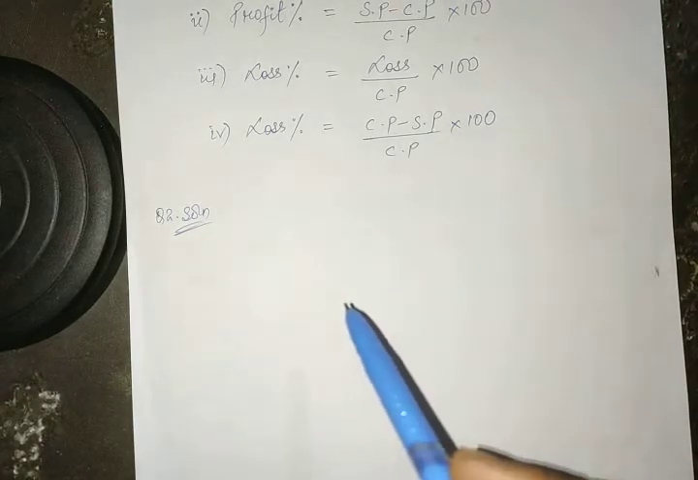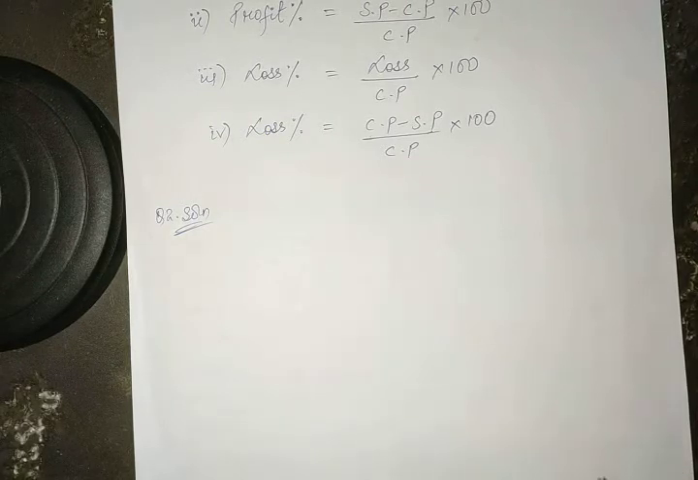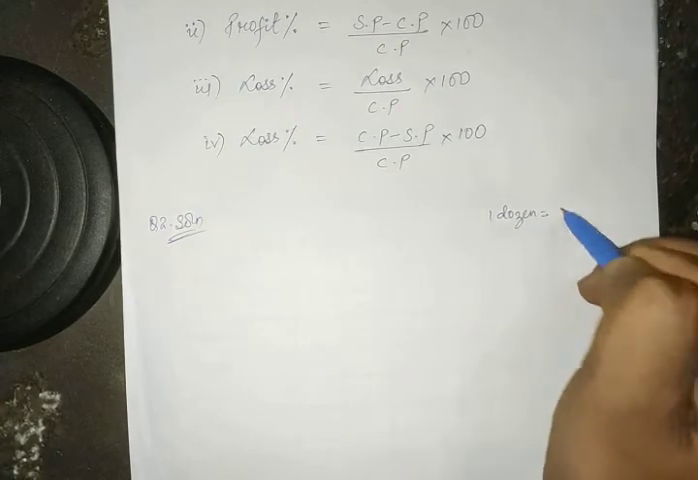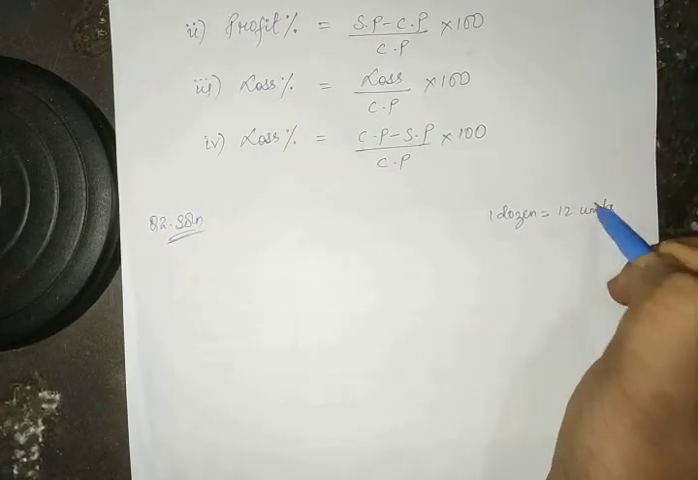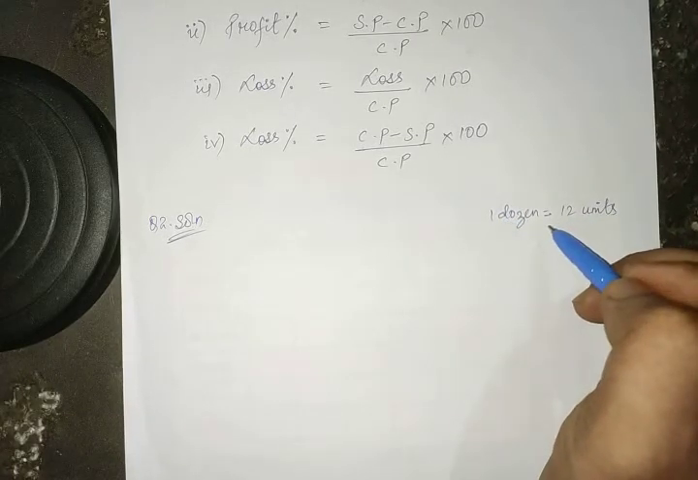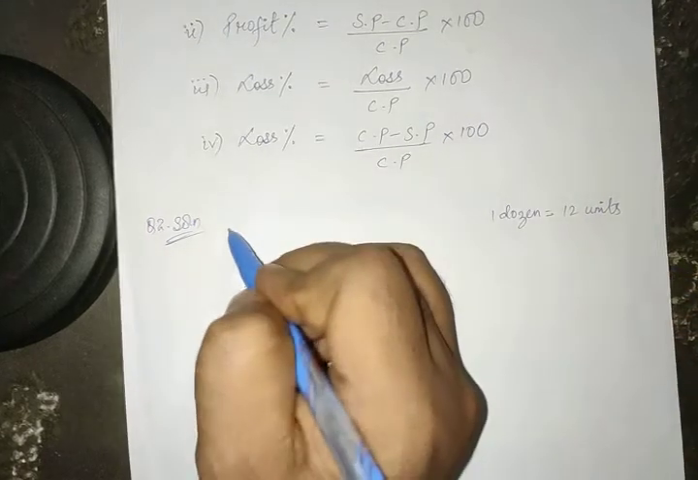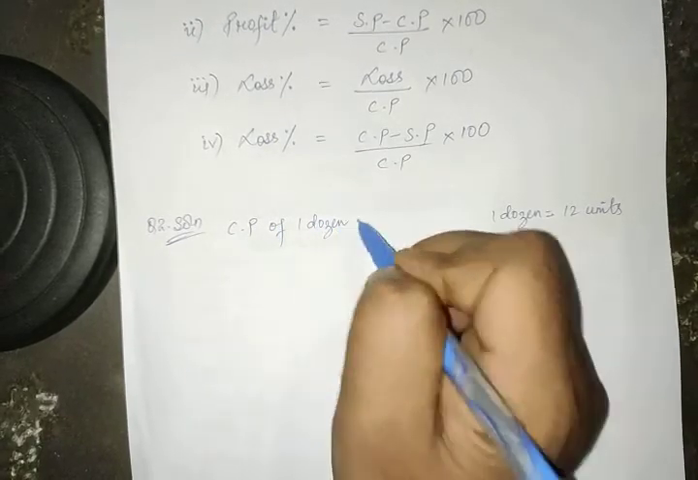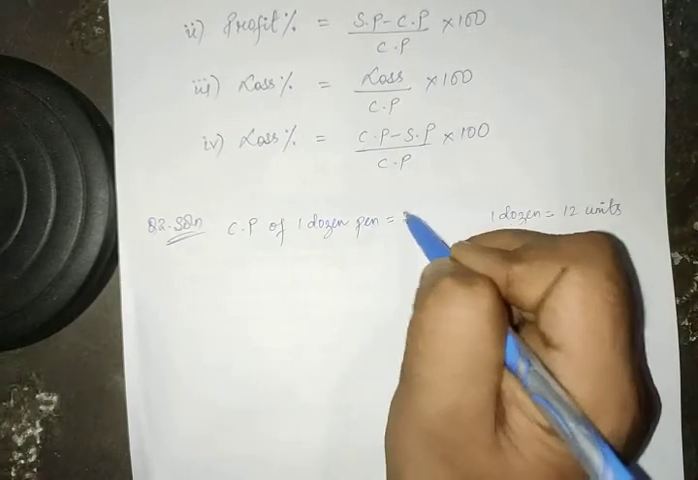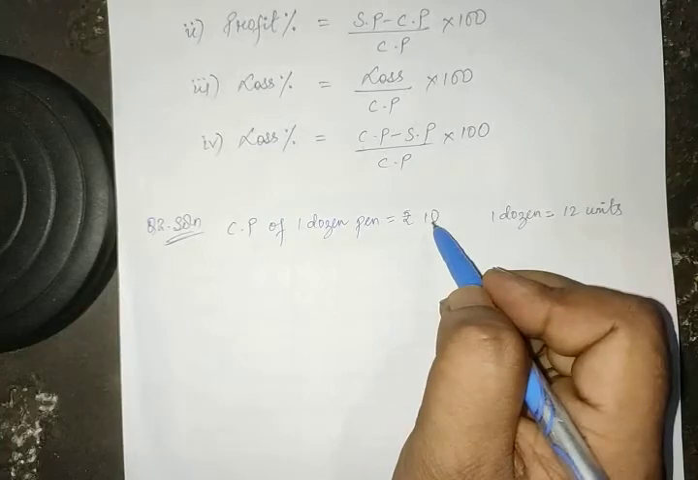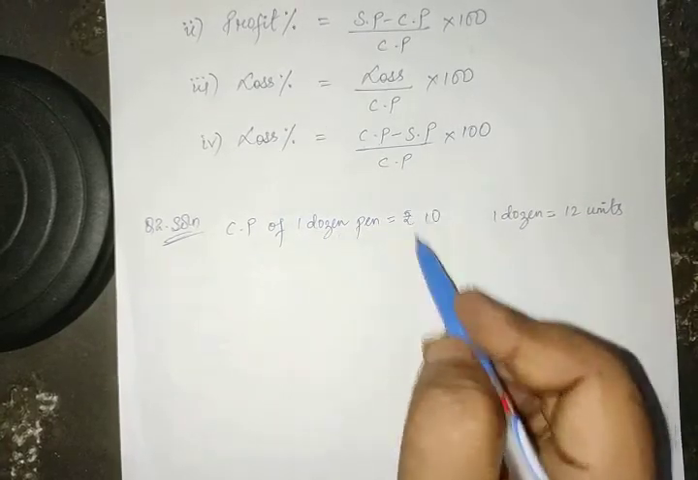In the question it is given that a merchant bought 15 dozen pens. One dozen is equal to 12 units. That means 1 dozen pens will be 12 pens, that you have to know. So he bought 15 dozen pens at rupees 10 per dozen. So you can write cost price of 1 dozen pens is equal to rupees 10. He bought 1 dozen pens, that means 12 pens, for rupees 10.